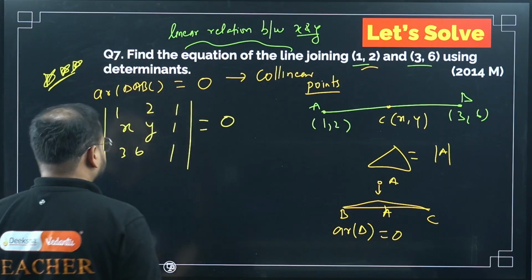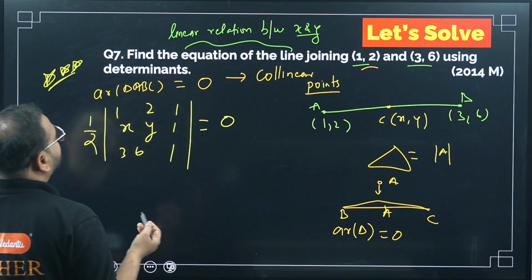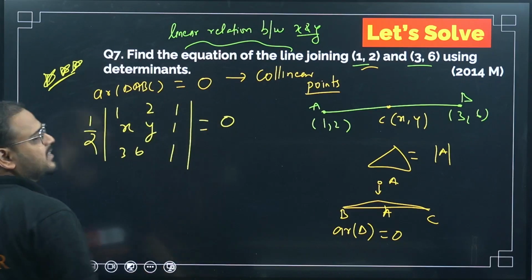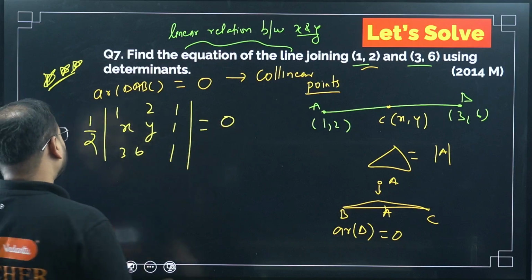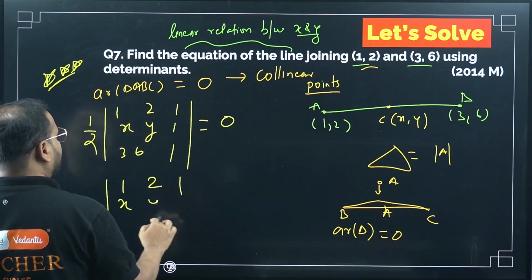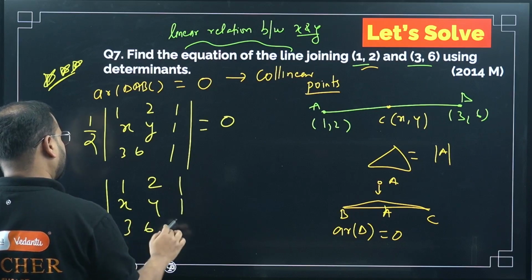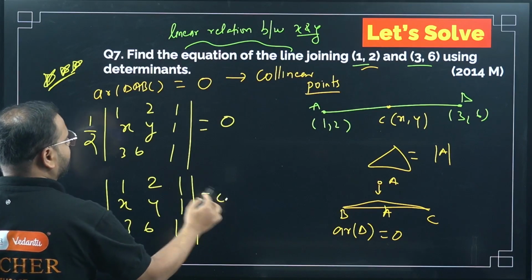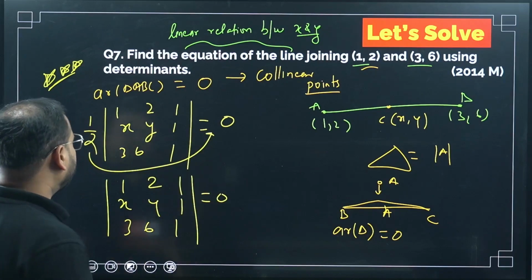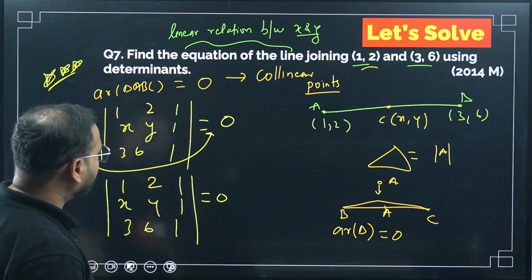Okay, let's go. I can expand along any row or column. The 1 by 2 can be taken to that side and becomes 2 times 0, so 0 only. So I can rewrite this as the determinant with rows 1, 2, 1; x, y, 1; 3, 6, 1, equal to 0, because the 2 can be taken to this side and becomes 0 into 2, so 0 only. Now please check.